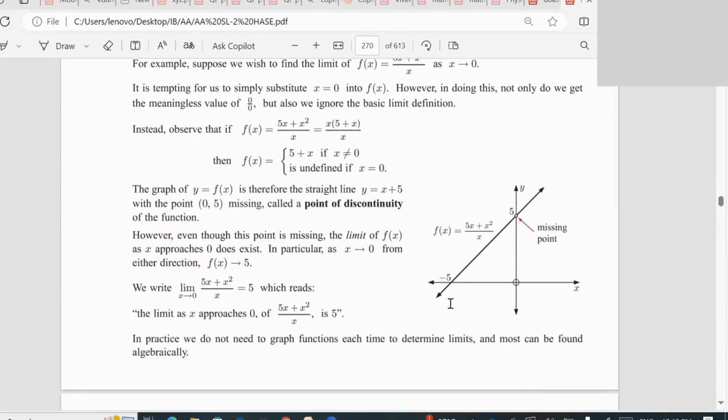Now let us come to a point of discontinuity. Let's understand what discontinuity is. If someone draws a curve like this, can you see something suspicious in this curve? Have you ever seen this? A missing point, a hole on a straight line. It's literally a hole on a straight line.